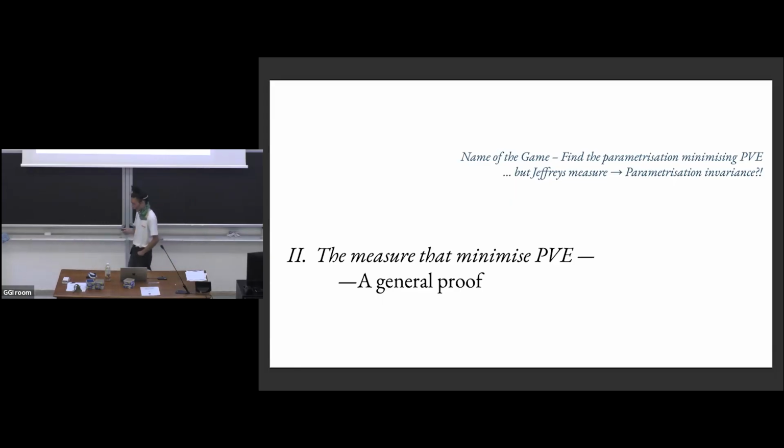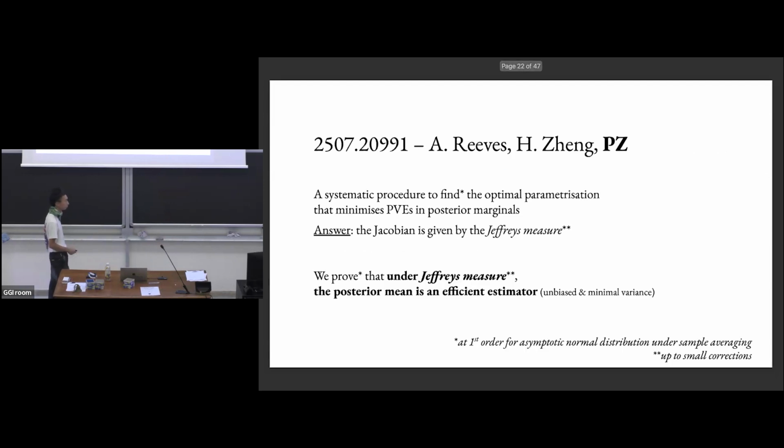And before looking directly at how this would look, I would like first to develop the idea of how we can minimize prior volume effects based on what we have learned. Okay, so it seems that if we're clever enough to find a good parameterization that minimizes those effects, we're good. And we can also take inspiration from the Jeffreys measure that provides parameterization invariance. And so in this recent work that we have done with two good friends, Alex and Henry, we have found, let's say, a systematic procedure to find this optimal parameterization.